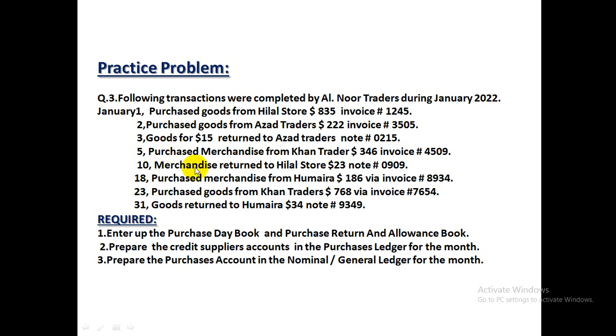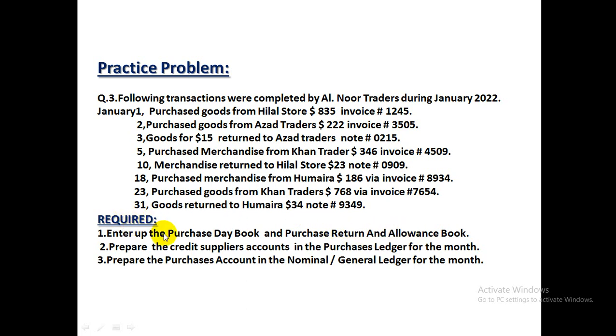On 10th January again we are returning goods to Hilal store. Credit note number is given, amount is given. Purchase merchandise from Humaira via invoice number for $186. This is purchase of goods. It will be recorded in purchases day book. 23rd January, purchase goods from Khan traders. Again this is purchase of goods on credit from this supplier. It will be recorded in purchases day book. Goods returned to Humaira. We are returning goods to supplier. It will be recorded in purchase return day book.